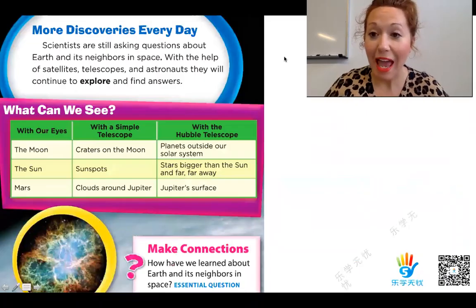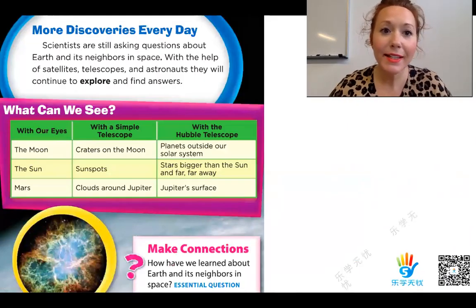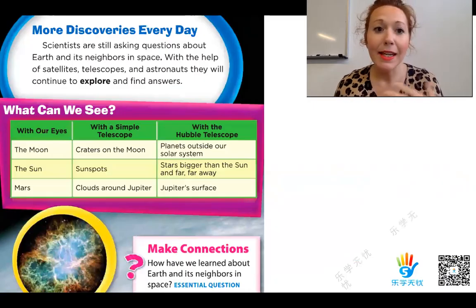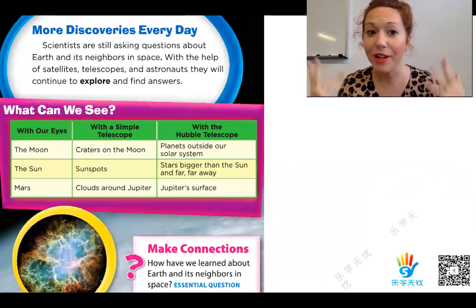More discoveries every day. Scientists are still asking questions about Earth and its neighbors in space. With the help of satellites, telescopes, and astronauts, they will continue to explore to find answers.